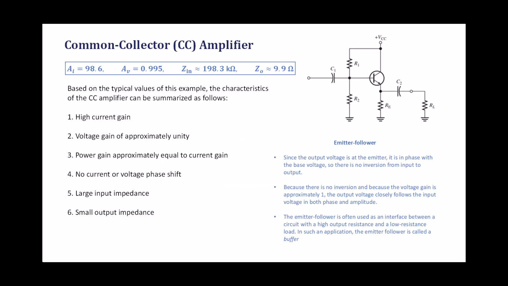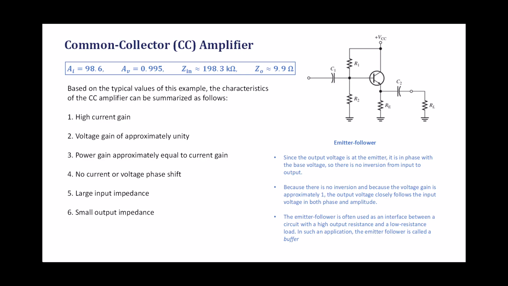Based on the typical values from our example, we can summarize the characteristics of the CC amplifier as follows. High current gain, a voltage gain of approximately unity, a power gain approximately equal to the current gain, no current or voltage phase shift, a large input impedance and a small output impedance.